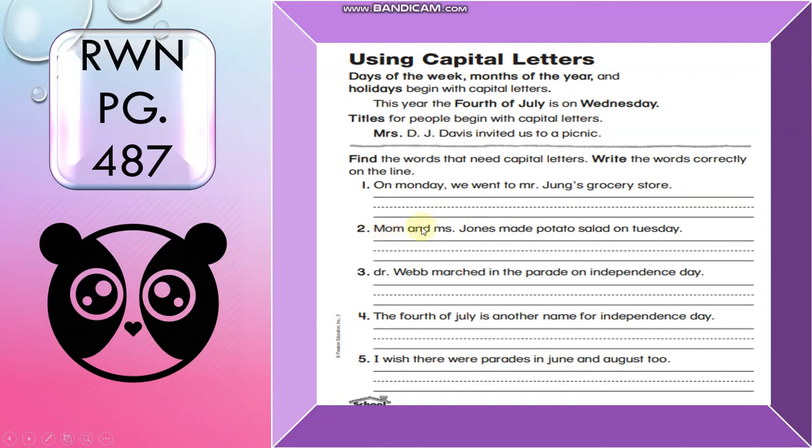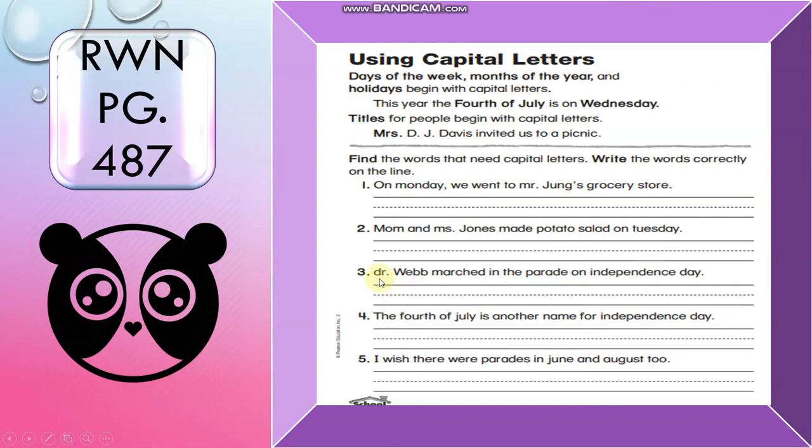Next sentence. Mom and Mrs. Jones made potato salad on Tuesday. Mom and Mrs. Again, we have a title here. Jones, that is right, made potato salad on Tuesday. What do you think? What do I need to capitalize here? Now you only have to write the words that need to be edited on the lines, not the entire sentence.